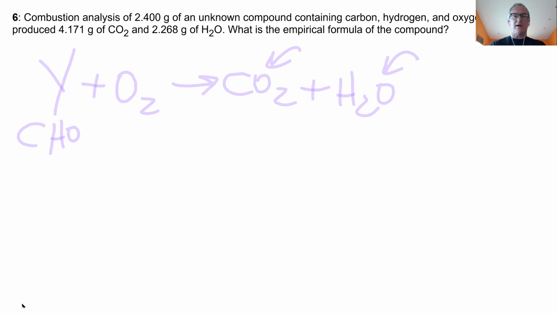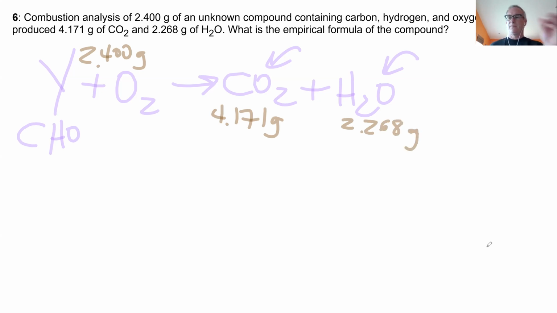So what do we do first? So let's put down the information we have. So we have 2.400 grams of compound Y, and we isolate 4.171 grams of CO2 and 2.268 grams of water. So what I want you to do is figure out how many moles of carbon and how many moles of hydrogen atoms do we have. So go ahead and do that.